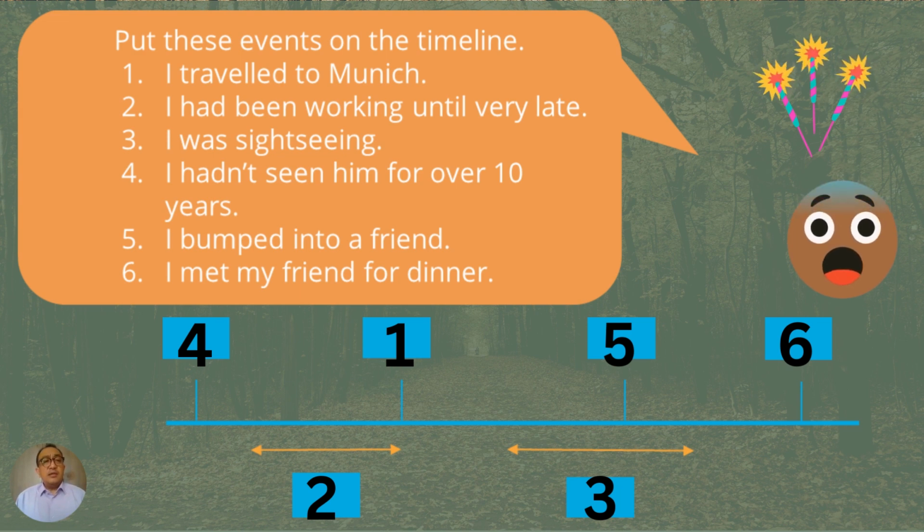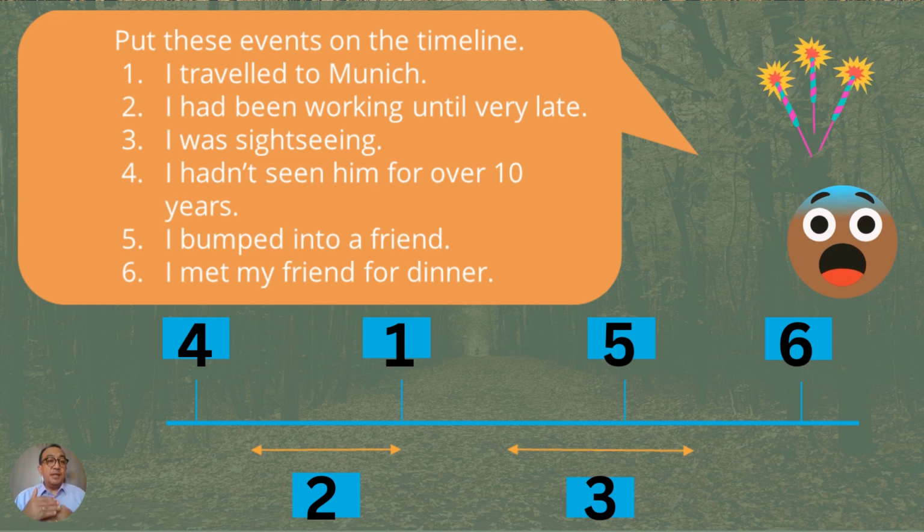Are they all in the right order, with the first being first, second being second, third being third? No. So what was the first one? The first event to happen is number 4. What is that? "I hadn't seen him for over 10 years." And after that, number 2 and number 1 overlap.